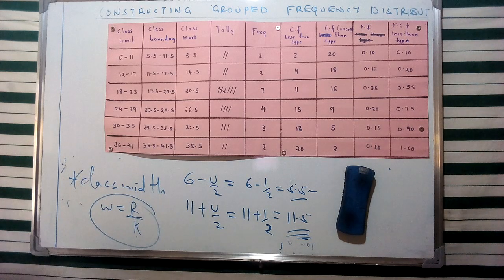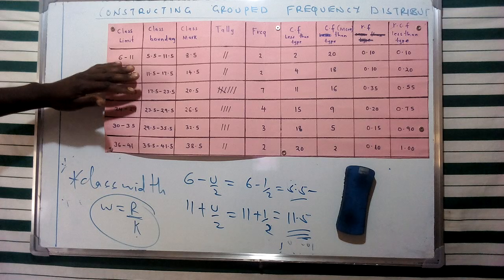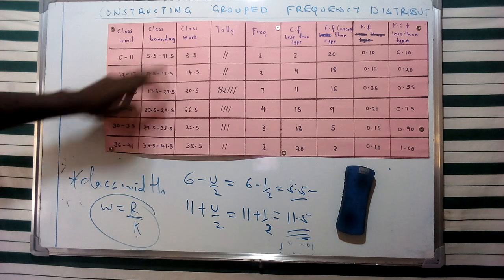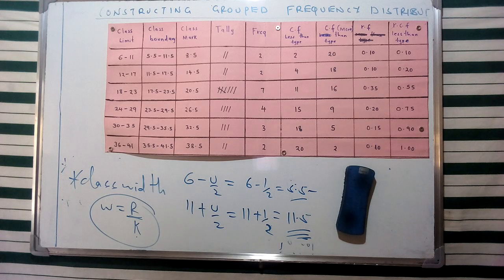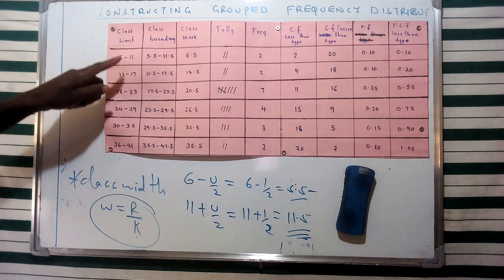So in this case, this is going to be consistent, in the sense that if we find the difference between this one and this one, this is going to give us the class width. And of course, we can also find it from the difference between the lower limits of any two consecutive classes.